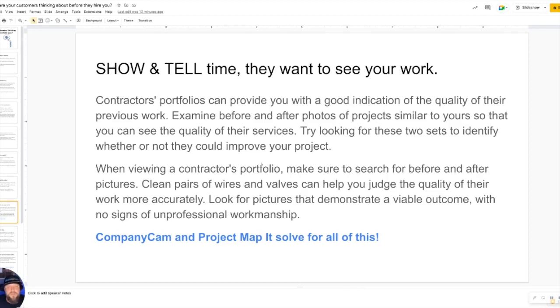It's show and tell. Contractors' portfolios can provide you a good indication of the quality of the previous work. I just talked about this. When viewing a contractor's portfolio, make sure the before and after pictures. And then when the job's done, make sure that the final pictures look amazing. I've seen some showcase galleries. Oh my gosh. Beautiful project, great installation. And the last pictures show like the driveway not being swept. Or like there's a picture of some garbage cans in the back.